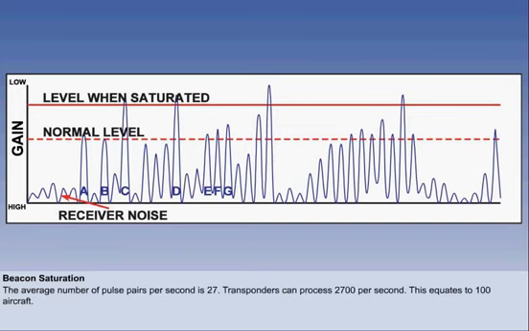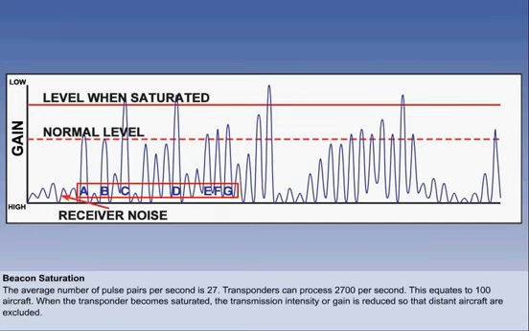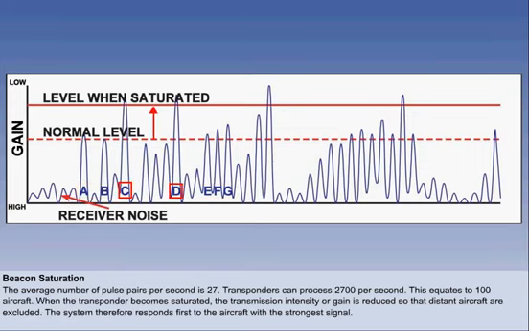Here, we see that aircraft A to G are receiving ranges from the ground station, with B just entering the coverage. When the transponder becomes saturated, the transmission intensity is reduced, so that aircraft A, B, E, F and G will be excluded and unlock. This gives preference to the aircraft with the strongest signal, in this case C and D.